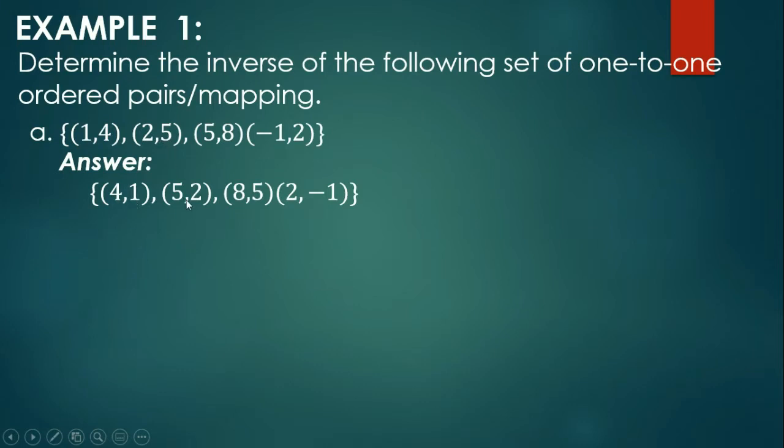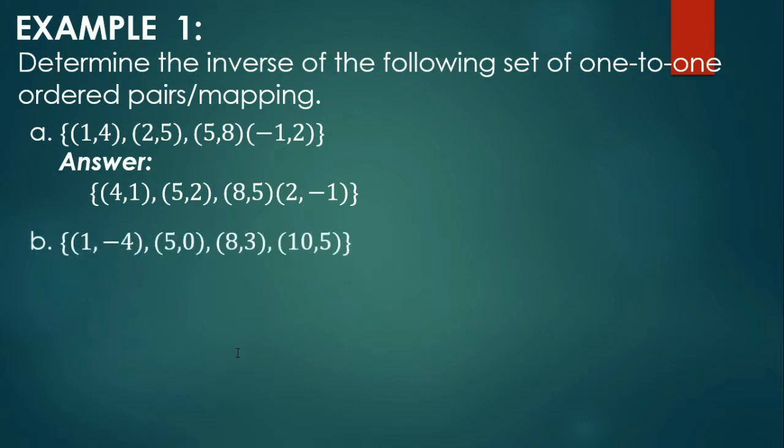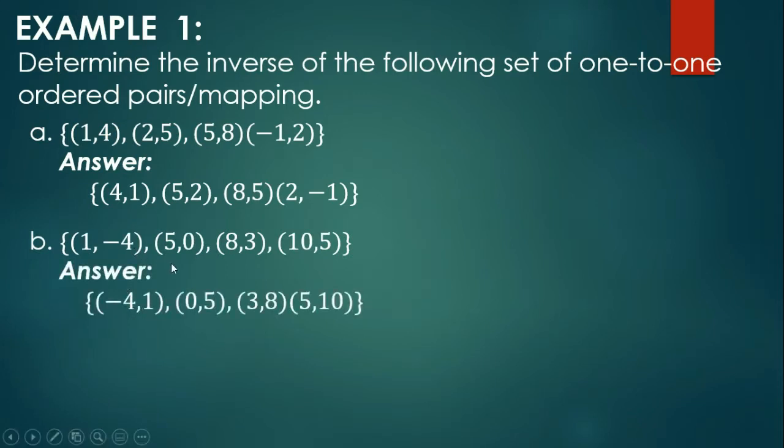From 2 and 5 naging 5 and 2. From 5 and 8 naging 8 and 5. From negative 1 and 2, naging 2 and negative 1. Second example, from 1, negative 4, naging negative 4, 1. 5, 0, 0, 5. 8, 3, naging 3 and 8. 10, 5, naging 5 and 10.